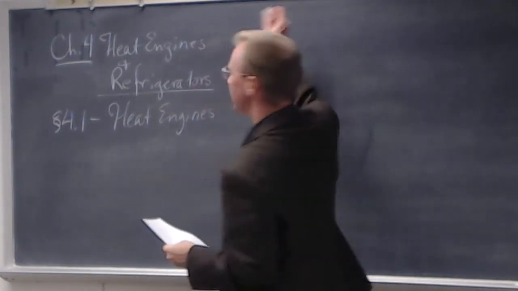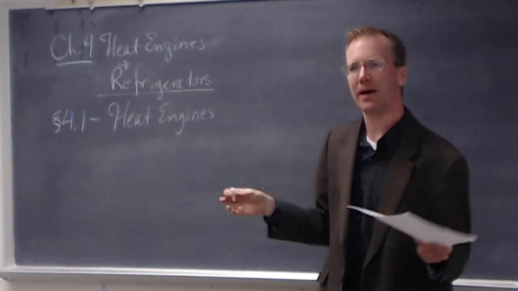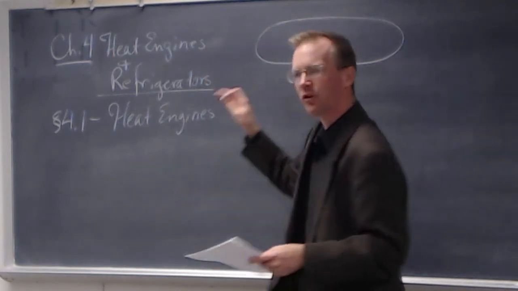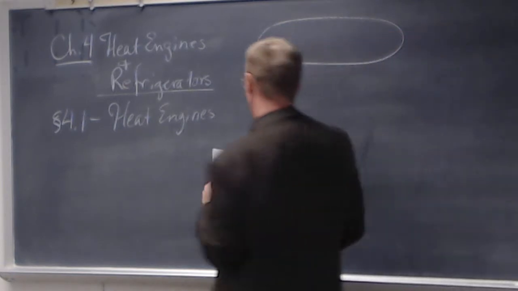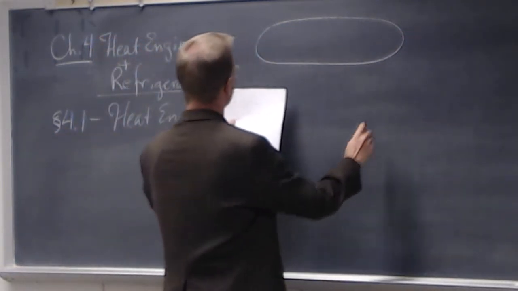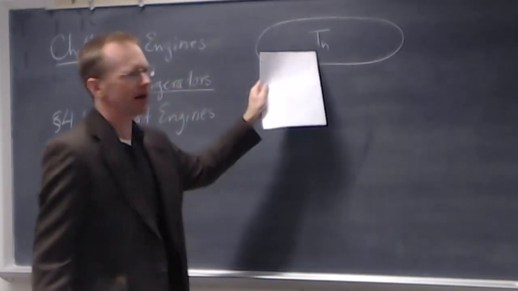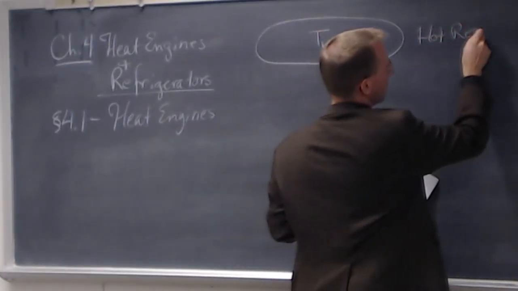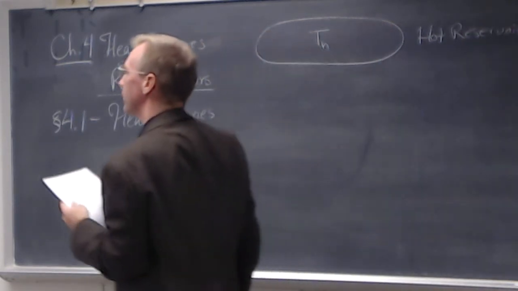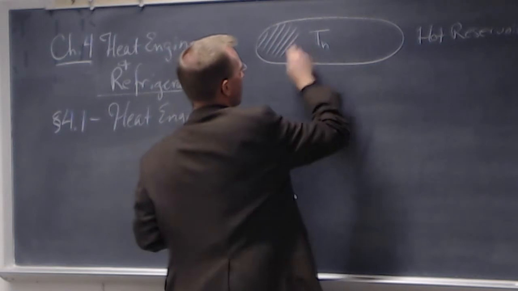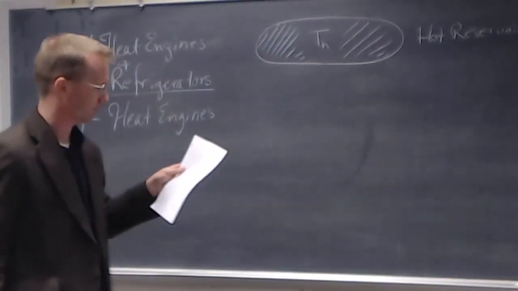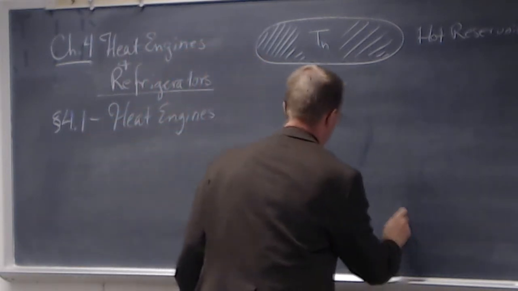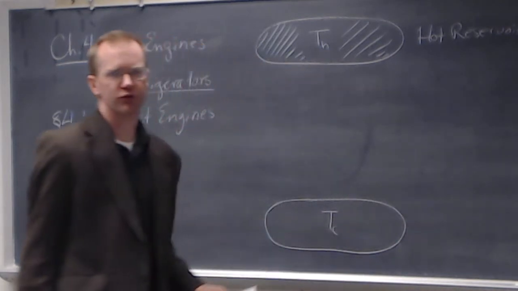Okay, so let me draw a diagram here of the basic schematic of a heat engine. You've got some reservoir, some mass of material, water, air, the hot gases themselves, at a high temperature, T sub H. This is our hot reservoir. And we've got a cold reservoir. I'll draw it down here, at a colder temperature, T sub C.